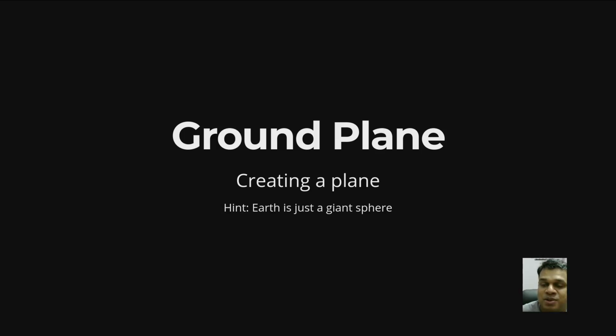In case you are, I'm sorry if I have hurt your feelings, but spoiler alert, Earth is just a giant sphere, and all you need to create a plane surface, which you don't have to show the other side. If it's just the ground plane, in many ray tracers, in toy ray tracers, what they do is just create a giant sphere.